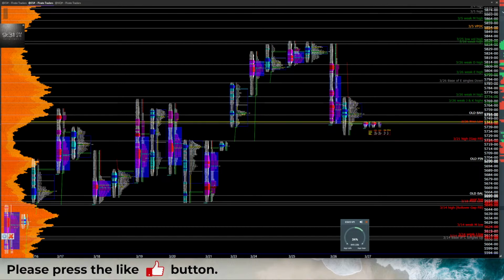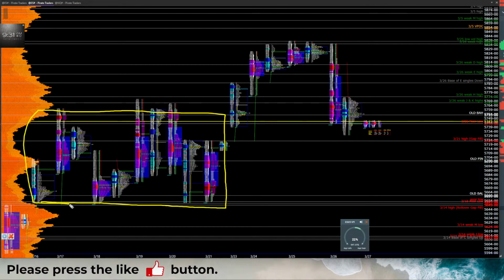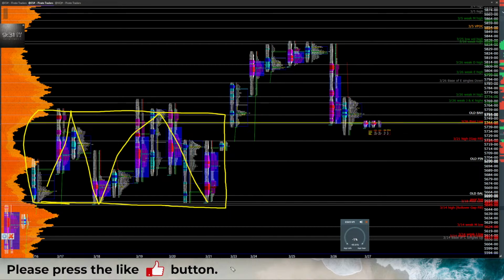All right, so let me just start by taking us back in time a little bit to give us the context of how we got to where we are, which will help us understand what comes next. This back here that we have from last week, this is what we call a balance area. A balance area is basically just a range that the market gets stuck in over multiple days. And it will often move from one end of that range to the other until it is ready to break out of that range. Okay?